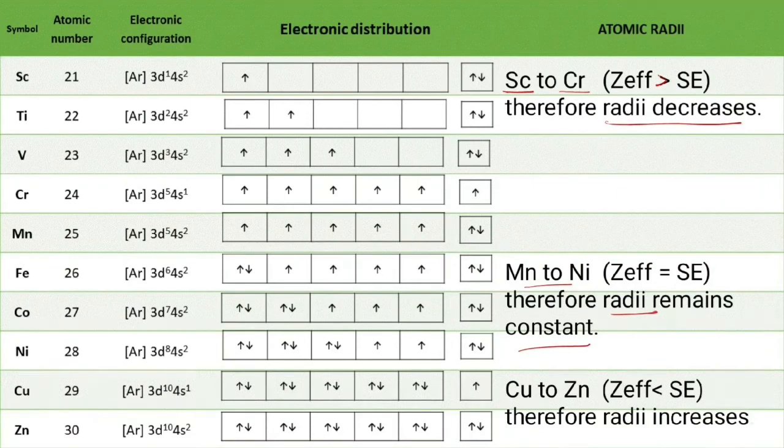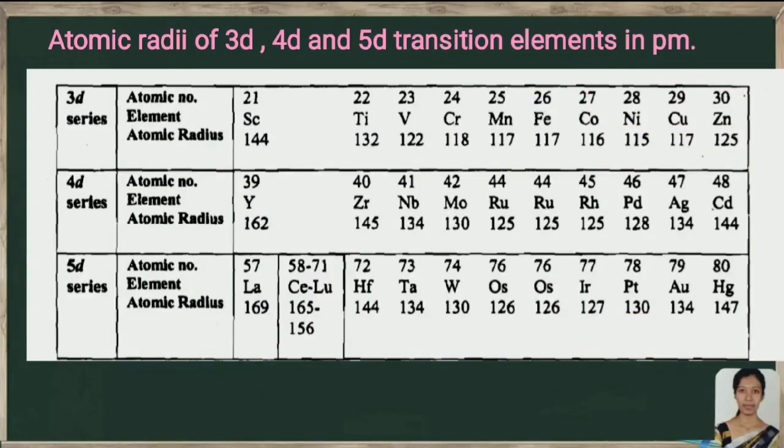From copper to zinc, there will be an increase in the number of inner electrons. These inner electrons shield or screen the outer electrons more effectively, so the screening effect increases. That's why atomic radii also increase. In a similar way, if you look at the atomic radii of the 3d series, you can observe that the atomic radii decrease from scandium to chromium, remain constant from manganese to nickel, and increase from copper to zinc.